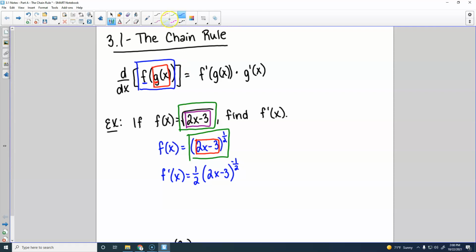Now I need to take the derivative of this inside piece, this 2x minus 3, which in this particular case is just 2. And so I multiply by that derivative. And then all you have left from here is really just simplifying to clean this up a little bit. This is the derivative. If it is free response, you could leave it like this if you didn't need to do anything else with it.